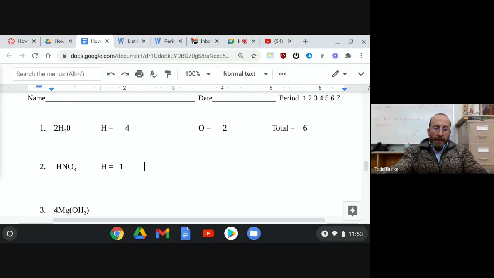I have nitrogen, and I don't see any little subscripts, which means that there's only 1 of them. There's no big coefficient in front. I'm not multiplying this by anything. So I've got a hydrogen. I see it right there. I wrote down 1. I've got a nitrogen. I see it right there. I wrote down 1.